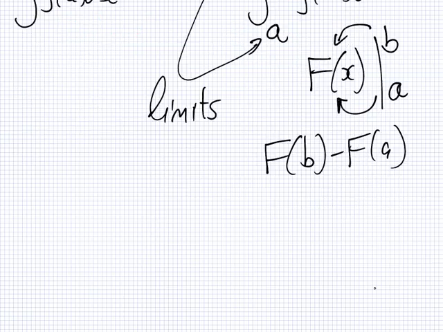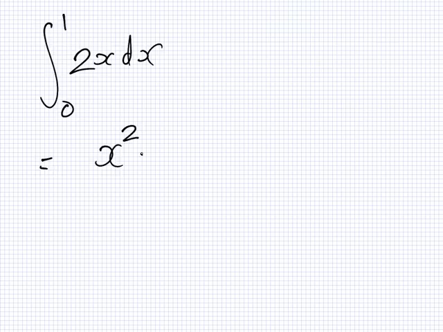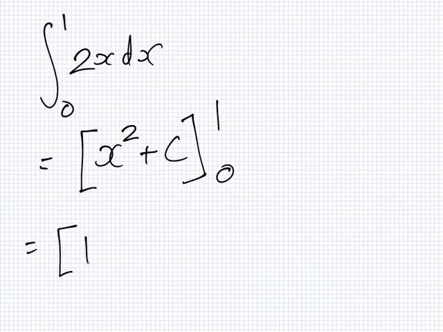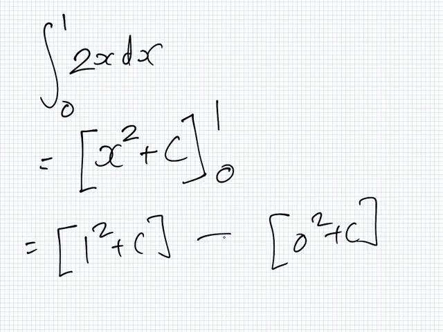Okay, so let's have a look at an example. Let's say we have the integral from 0 to 1 of 2x dx. We know what the antiderivative is here. What is it? x squared plus c. Now I don't actually need the c, because watch what will happen with the c. First I put in the 1, so I get 1 squared plus c. Then I put in the 0, and I minus. So 1 plus c minus c. So the answer is 1. Because the c always cancels, you're not required to put the c in.